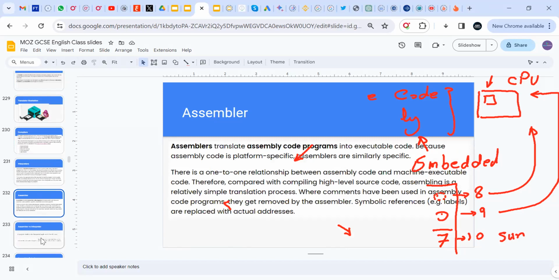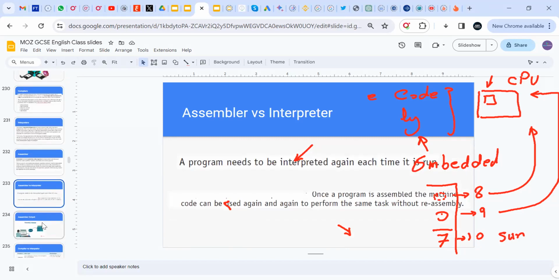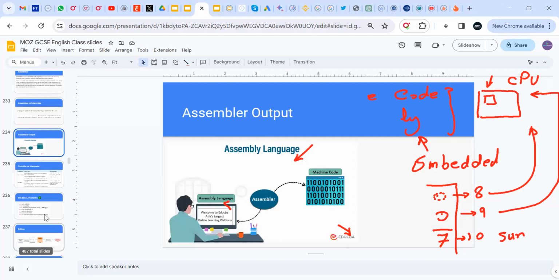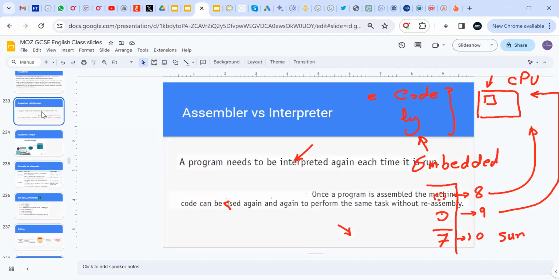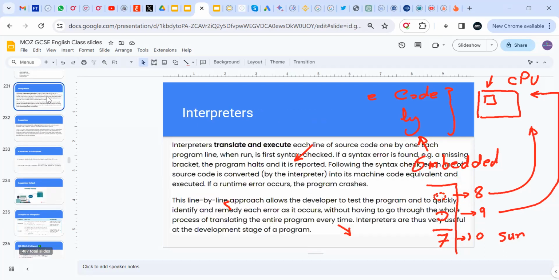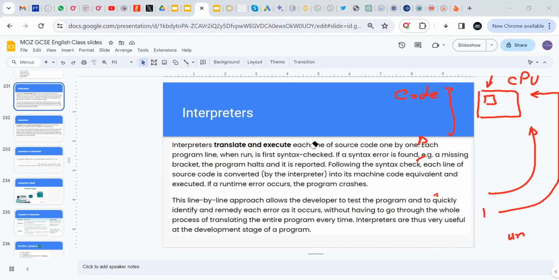So Python actually uses a translator called an interpreter. And this interpreter, like I told you a while ago, takes the Python code and translates it internally to ones and zeros that can be understood by the computer.